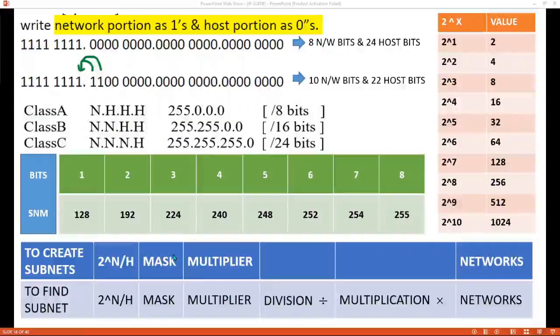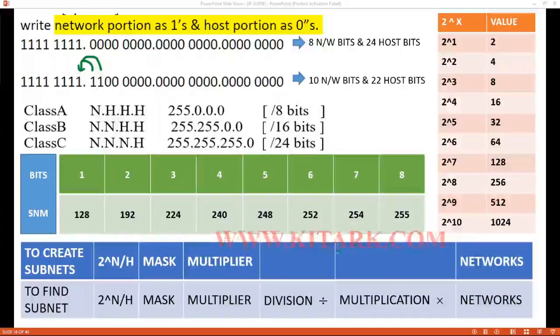And then after writing the subnet mask, if you deduct the subnet mask's last changed octet from 256, then you can get the multiplier. All this I will show you by doing the calculations. Now I'm just introducing you to the stuff we are going to deal with in the next session.